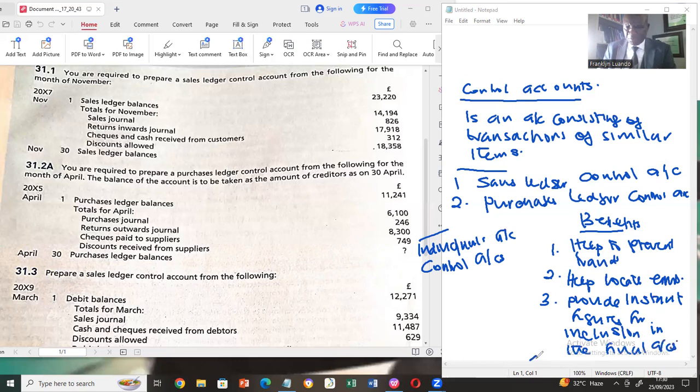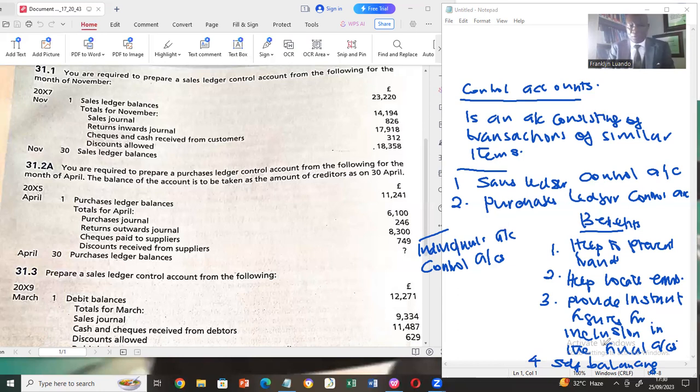Number four, control accounts are self-balancing. So those basically are the major advantages of control accounts.